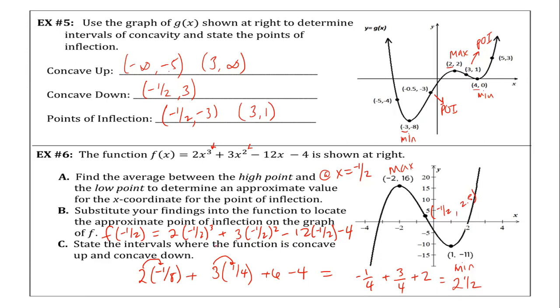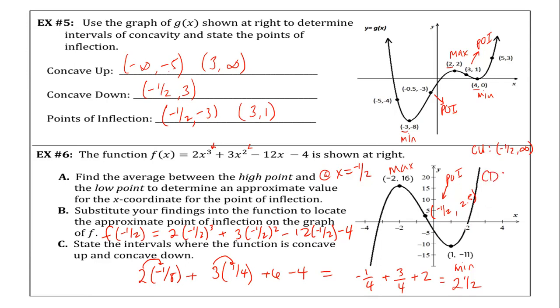It's on the card over there. It says to state the intervals where your function is concave up and concave down. Where are we concave up? Where are we smiling? Remember, it's based off of your POI. So where's our POI? In the middle. What is the x value of our POI? Negative 1/2. So we are concave up from negative 1/2 to positive infinity.